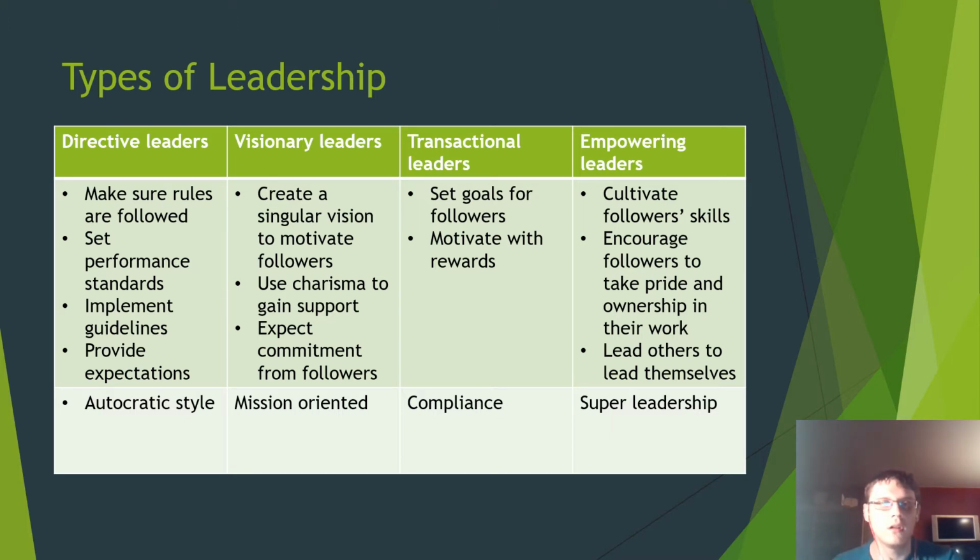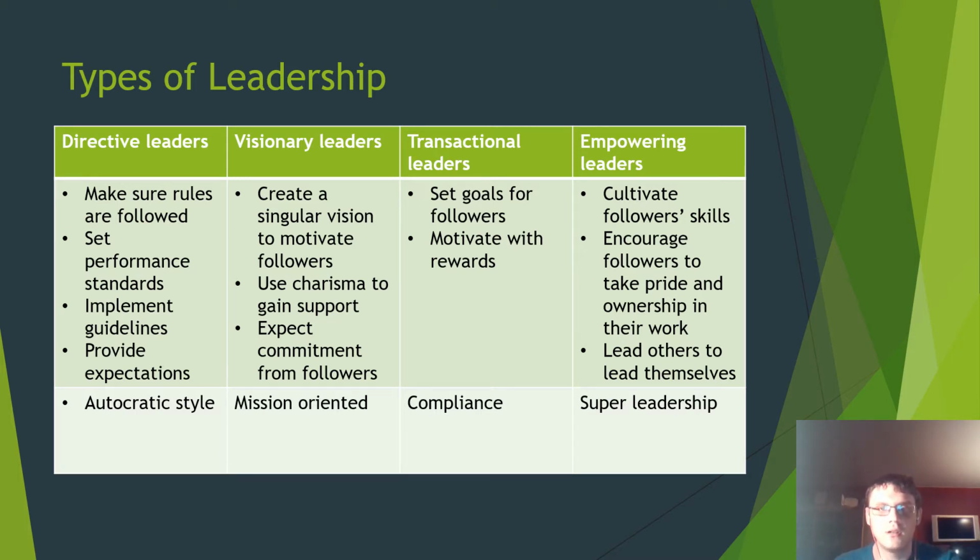Next are the visionary leaders, which, as their name suggests, focus on a singular vision that they want to motivate all their followers to follow. They usually rely on their charm or charisma to gain support, and they expect commitment and loyalty from their followers to accomplish their vision. They're mission oriented, like they have a singular goal that they all aspire to.